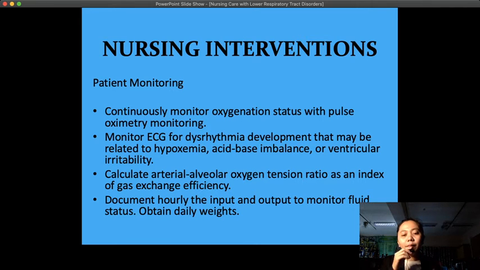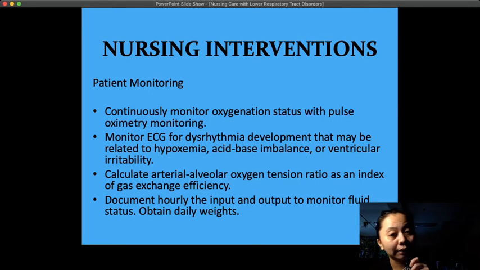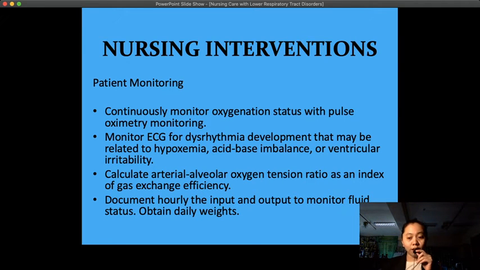So, don't forget the input and output. Those are very important things. Okay, when we go on duty.